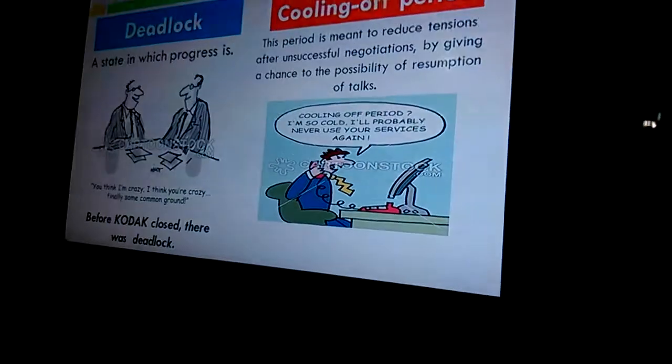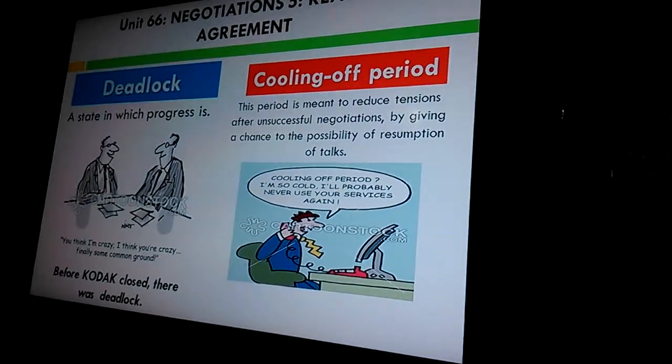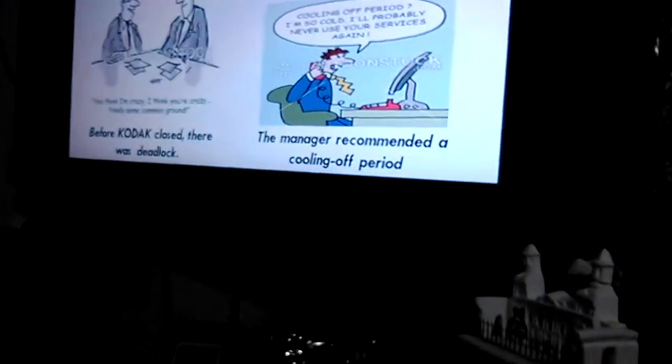In this case, a cooling off period is a period in which we want to reduce tensions because sometimes negotiations cannot go further. And we're going to take the resumption of tasks because sometimes we give tasks, but people or companies cannot reach them. So we make a resumption of tasks and maybe we can get better results. For example, the manager recommended a cooling off period.